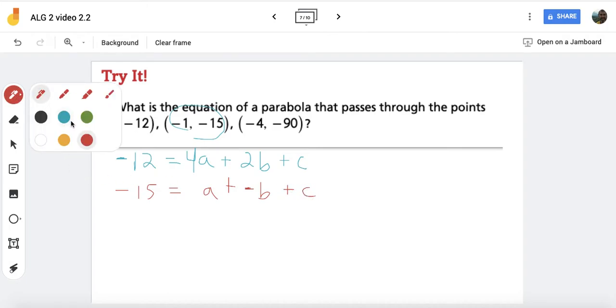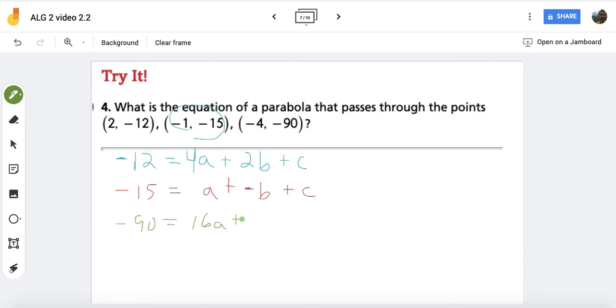And for the third equation, -90 equals ax squared. This x is -4, so -4 squared is 16, so I have 16a, plus b times x, but x is -4 this time, so -4b, plus c.